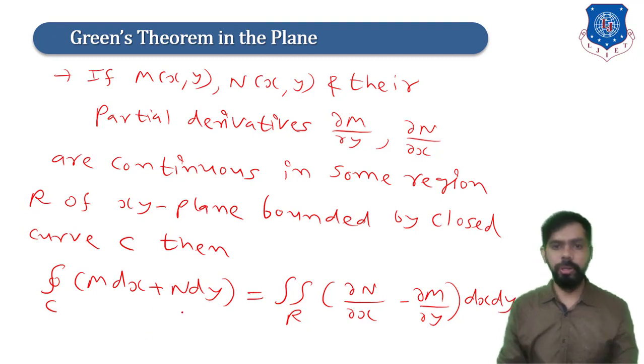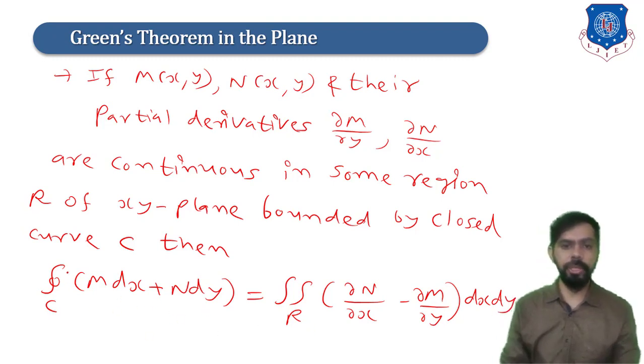So this is called Green's theorem, that is integration over closed curve C M dx plus N dy is equal to double integration over region R del N by del x minus del M by del y dx dy. Now let us discuss an example related to Green's theorem.